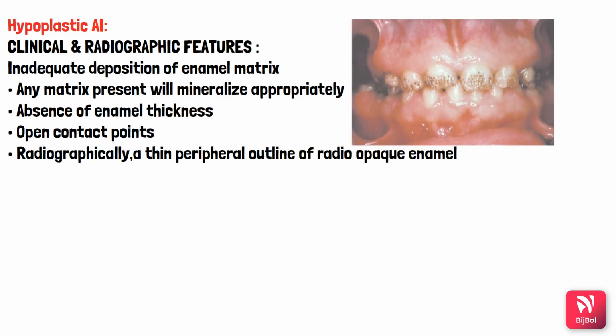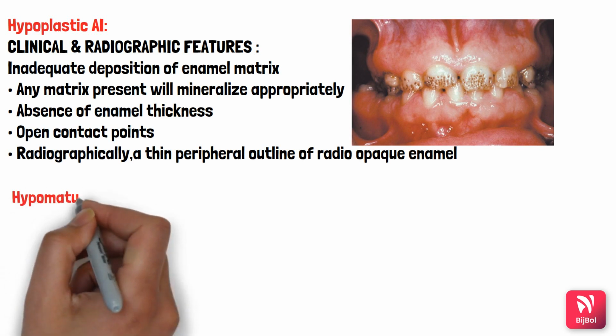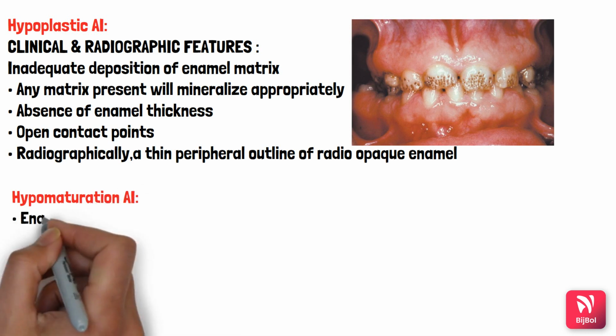Here is a clinical picture of hypoplastic amelogenesis imperfecta, which is a pitted variety, where you can see numerous pits. These pits represent inadequate deposition of the organic matrix. Whatever organic matrix has formed has mineralized nicely.